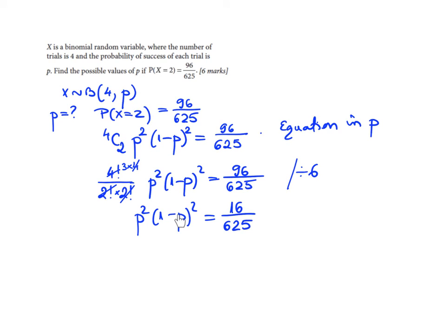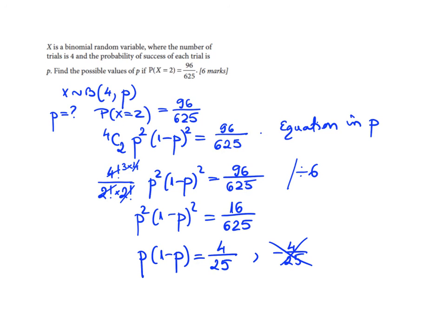I don't rush to open the brackets because I'm going to get p to the power of 4. Rather, I will square root both sides. So what I'm going to have by square root is p(1 minus p) is 4 over 25. Practically the solutions will be 4 over 25 or negative 4 over 25. But I can't have this solution because p is a probability, so it's positive.